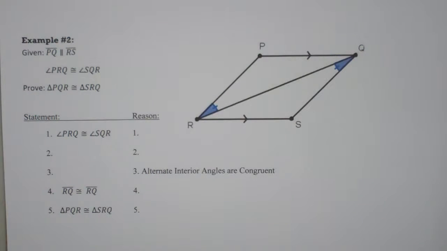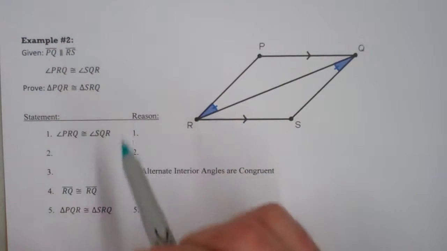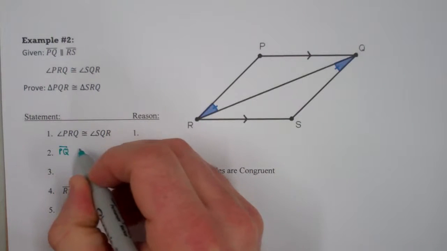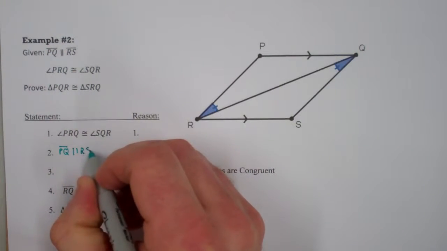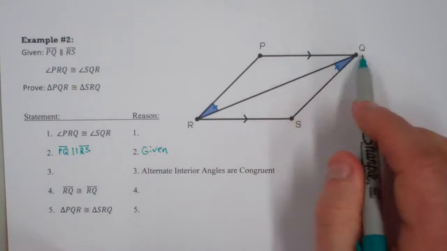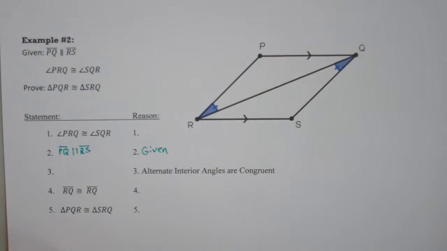In this example, we're given that PQ is parallel to RS. It doesn't appear here, so what I'm going to do is write that down in our first couple steps, and that's going to be given to us. We can see those marks are here, PQ and RS. If not, we'd want to put those marks in ourselves.